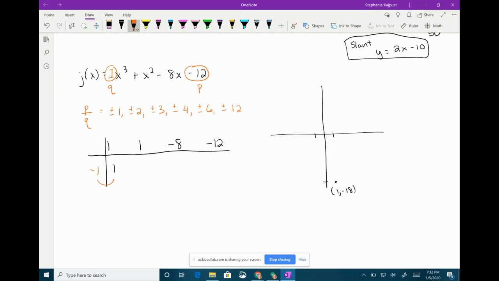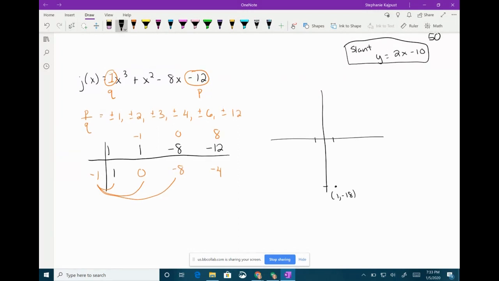So negative 1 times 1 is negative 1, and negative 1 plus 1 is 0. Negative 1 times 0 is 0. 0 minus 8 is negative 8. Negative 1 times negative 8 is 8. 8 minus 12 is negative 4. So I didn't get 0. I still haven't found a 0.